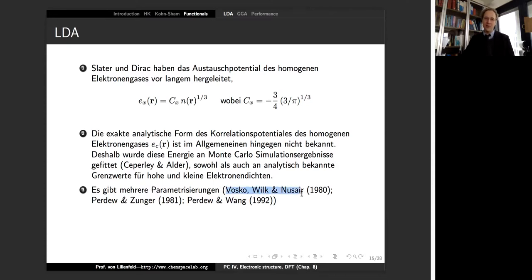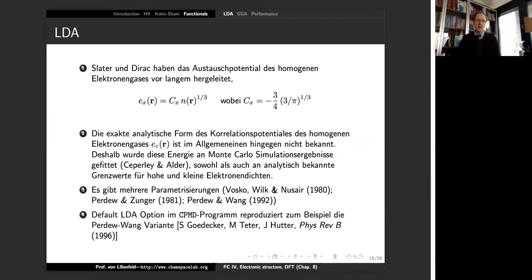There's a fit by Vosko, Wilk, and Nusair, a fit by Perdew and Zunger, and a fit by Perdew and Wang. Right? In principle, if you use quantum chemistry software and you want to do an LDA calculation, then your results will depend on which fit you're using, and often you can select the fit, or by default there's some fit. For instance, in the CPMD code, which is one of many quantum chemistry codes, there's a default LDA option in terms of the Perdew-Zunger fit.